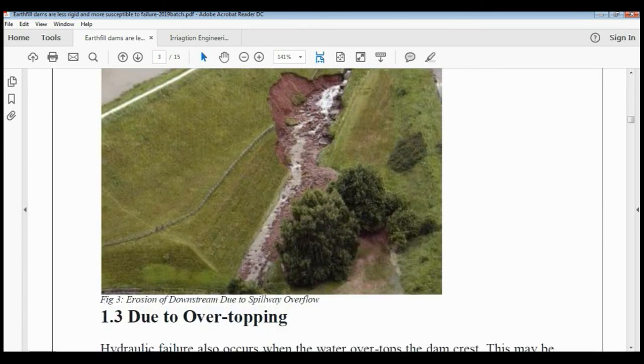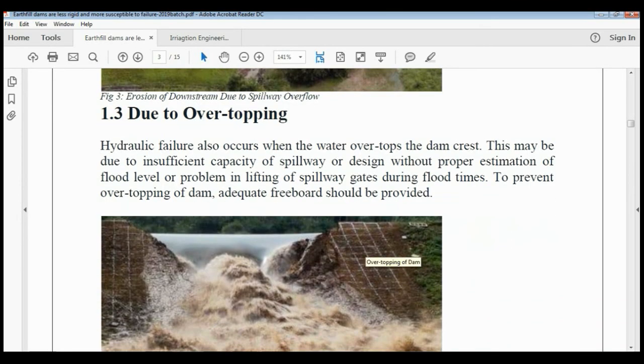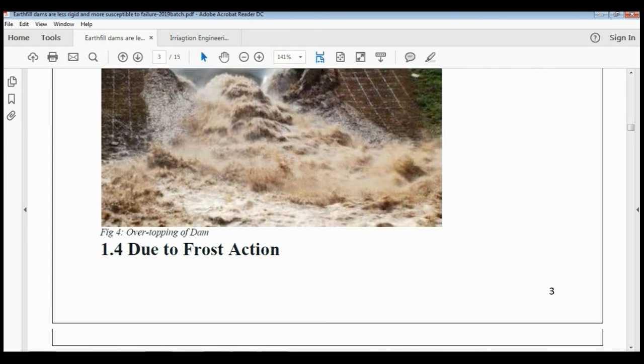Now, the third one is due to overtopping. Overtopping normally happens due to improper spillway capacity. While designing, we would not have designed it properly, meaning we would not have calculated the proper flood capacity. That's why this is possible, and to avoid this kind of overtopping, we have to provide excess freeboard.